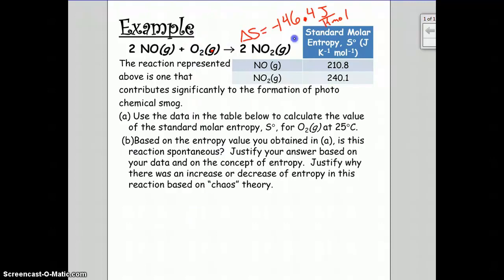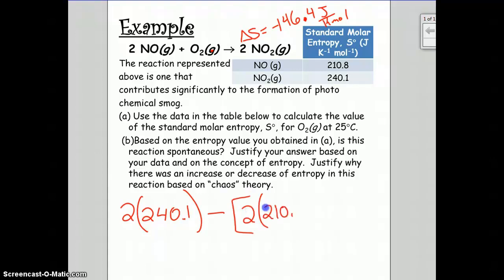Okay, so we're going to do products minus reactants. We got 2 times NO2's value, which is 240.1. And that was all of the products minus the reactants, which are 2 times NO's value, which is 210.8, plus X, which is going to be our O2. And it's all equal to negative 146.4.